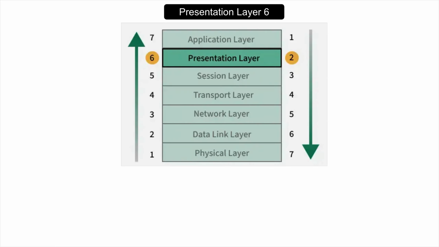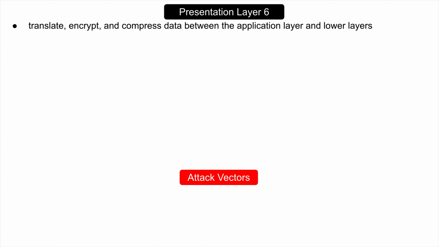Presentation layer is layer 6 of the OSI model, and in this video I will discuss the presentation layer, its functions and the attack vectors. The presentation layer is responsible for translating, encrypting and compressing data between the application layer and the lower layers. These lower layers start from the physical layer, then the data link layer, network layer, transport layer and session layer.